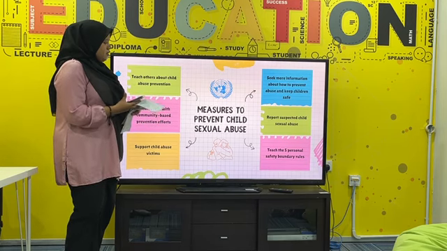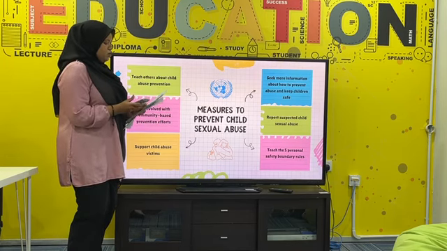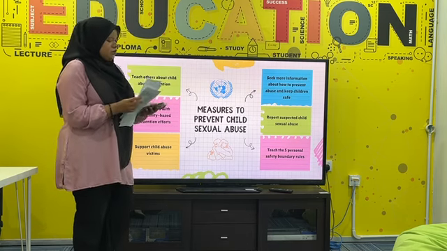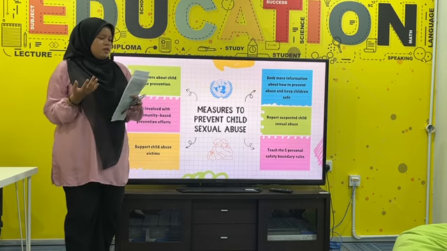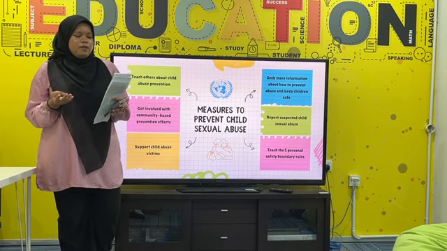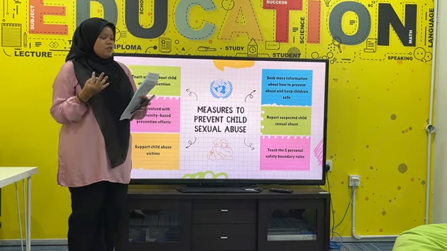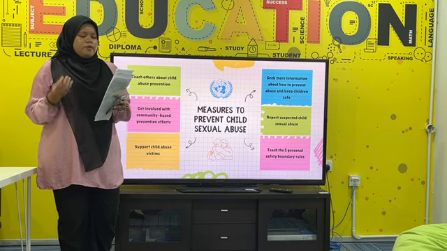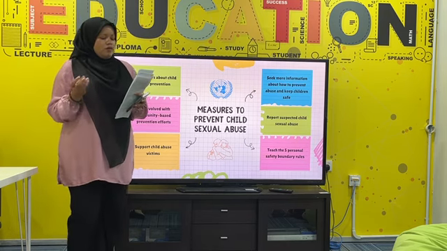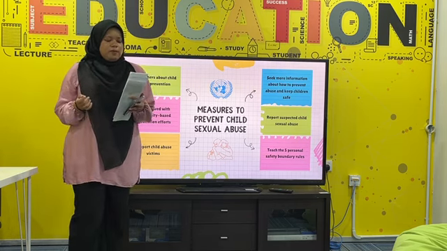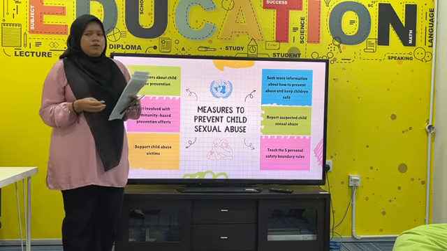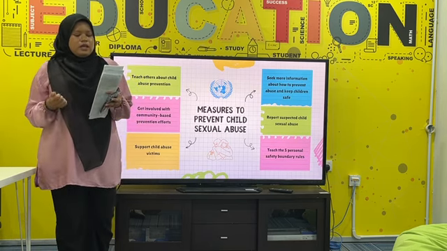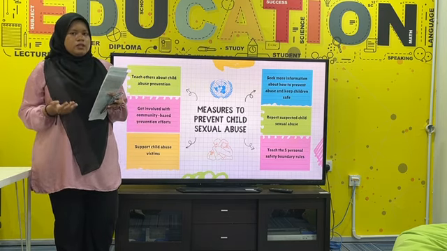The last one is teach the 5 personal safety boundary rules. Okay, so what are the 5 personal safety boundary rules? First is no one should look at the private parts of your body. Second, no one should ask you to look at the private parts of their body. Third, no one should touch the private parts of your body. Fourth, no one should ask you to touch the private parts of their body. And the last one, no one should show your picture of private parts on the TV, in magazines, on the computer, or on the cell phone.